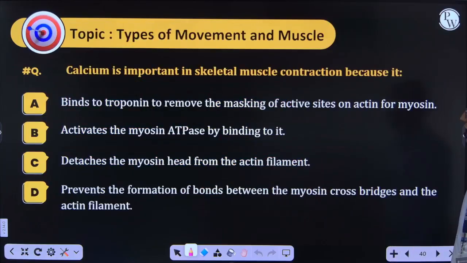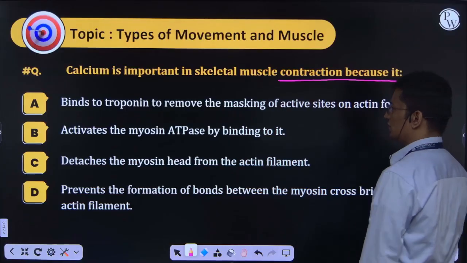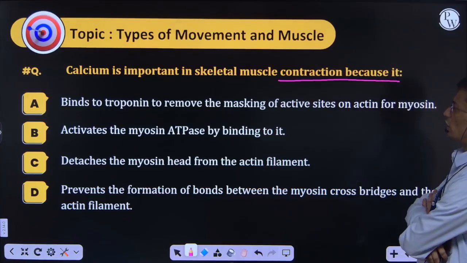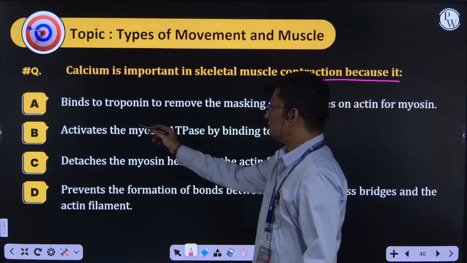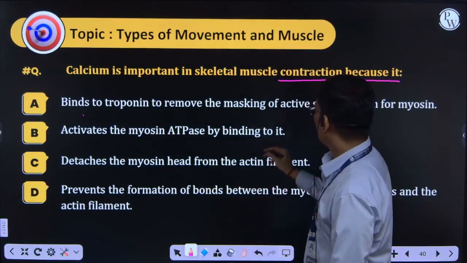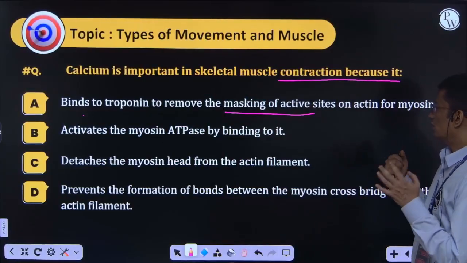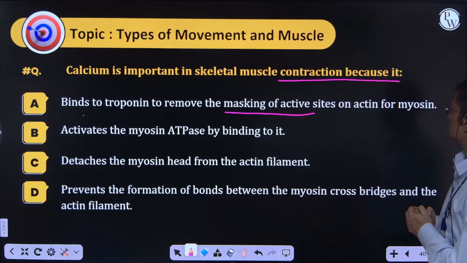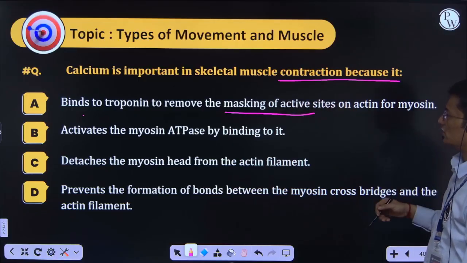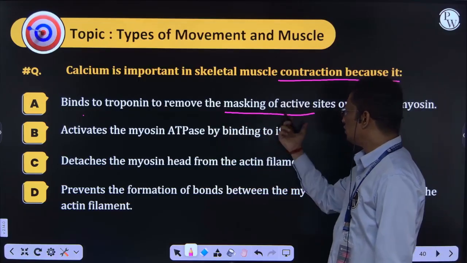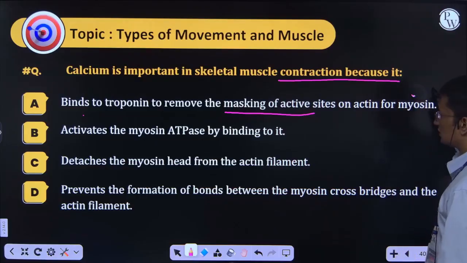Next one. Calcium is important in skeletal muscle contraction because in troponin there is a region known as the calcium binding region. If calcium binds to troponin, it removes the masking effect, so that cross bridge formation takes place. Calcium is important because it binds to the troponin to remove the masking of the active site on actin. So this is the correct one.